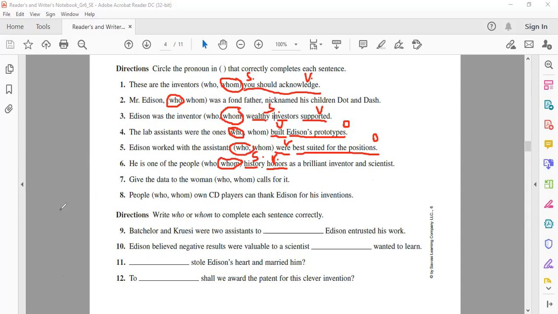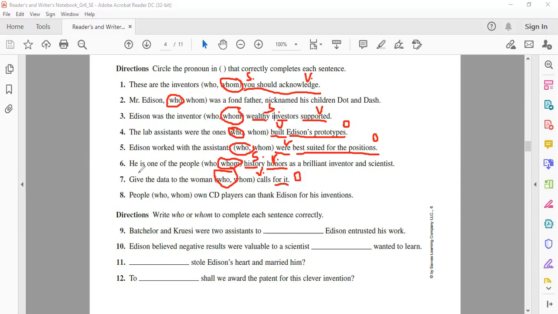Number 7, Ghalia. Give the data to the woman who calls for it. Where is the verb? Calls is the verb. For it is what? The object, because there's no name of any person right here. I call for it. For it here would be the object. So what is the missing? The subject. So who or whom? Who. Excellent. Number 8, Ghalia.